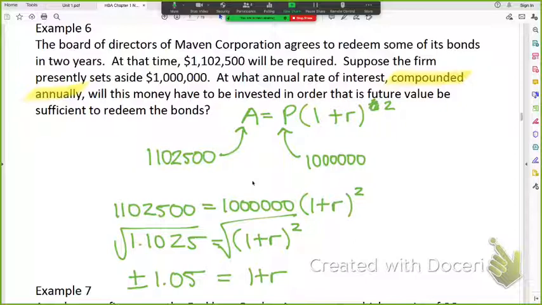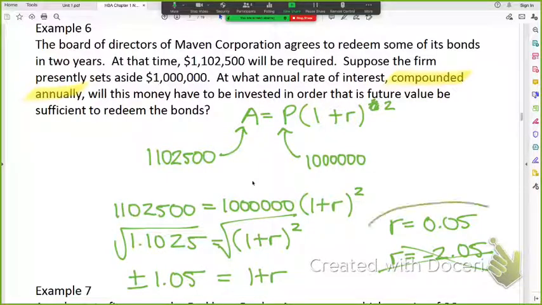If I solved both of these for r, I would have 1.05 minus 1, so 0.05. I would have negative 1.05 minus 1, so negative 2.05 makes 0 sense, right? Get rid of that one. So what is our interest rate in terms of percentages? 5%. They need a 5% interest rate to get that money at the end.